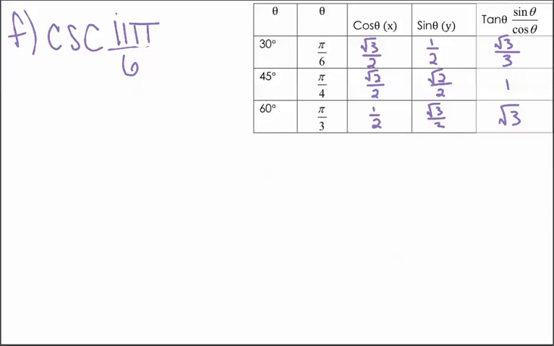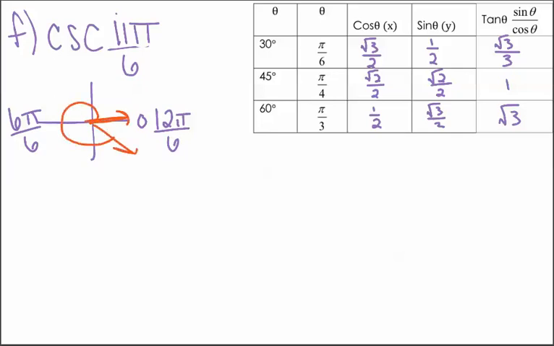Okay, so the cosecant of 11 pi over 6. First thing we're going to do is sketch that angle. So here is 0. This would be pi, or in our case, 6 pi over 6, which means over here would be 2 pi, or in our case, 12 pi over 6. So 11 pi over 6 is going to be past 6 pi over 6, past 9 pi over 6, into this fourth quadrant here to be 11 pi over 6.